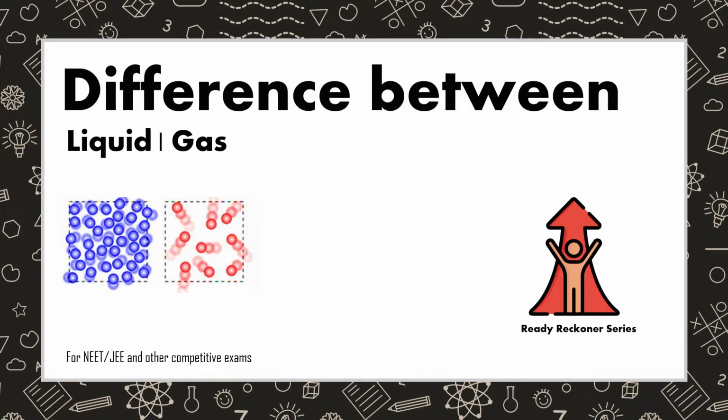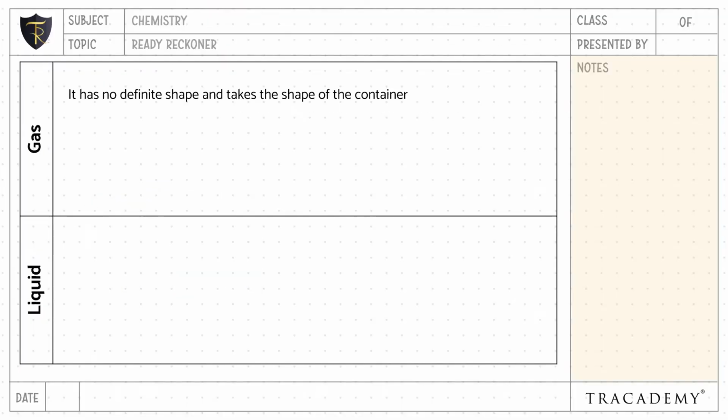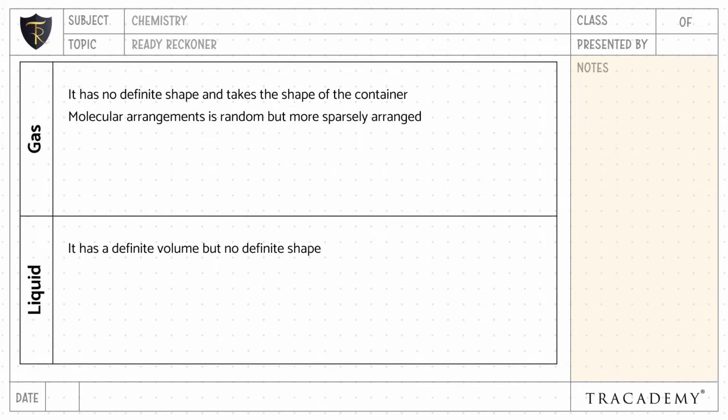In this video, let's understand the difference between gas and liquid. Gas has no definite shape and takes the shape of the container. Liquid has a definite volume but no definite shape. The molecular arrangement in gas is random but more sparsely arranged, whereas the molecular arrangement in liquid is random but a little sparsely arranged.